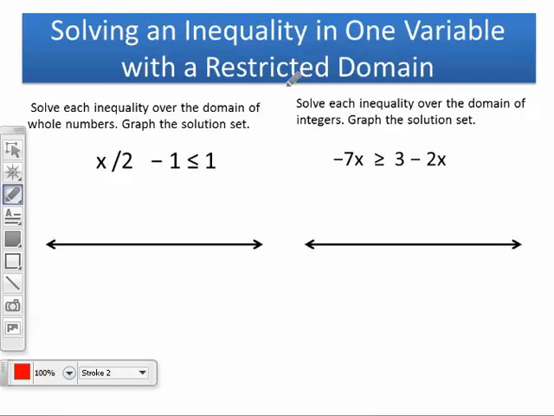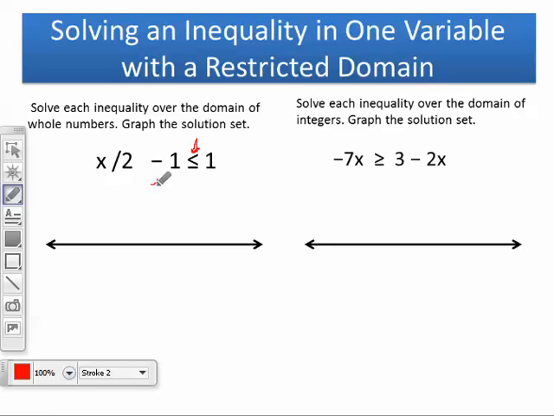Okay. How would I solve an inequality in one variable with a restricted domain? Well, what we're looking for there is this equation, and I want to make certain I solve that equation. Well, I solve it just like this was an equal sign. I do not pay attention to the fact that it's a less than or equal to sign unless I divide by 0 or divide by a negative number. That's the only time I'm going to worry about it.